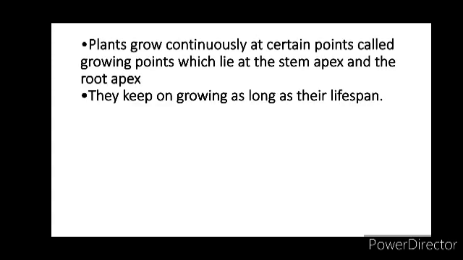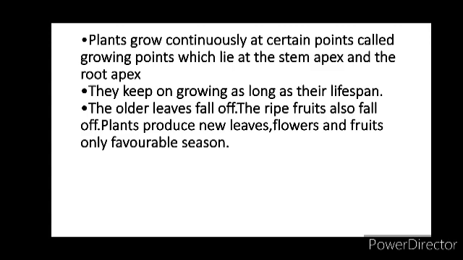They keep on growing as long as their lifespan exists. The lifespan is the length of time for which a living thing, it may be a plant or an animal, lives or functions. The older leaves fall off, and the ripe fruits also fall off. Plants produce new leaves, flowers, and fruits only during favorable seasons.